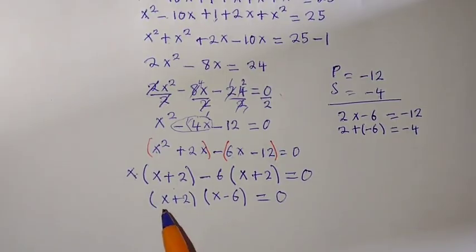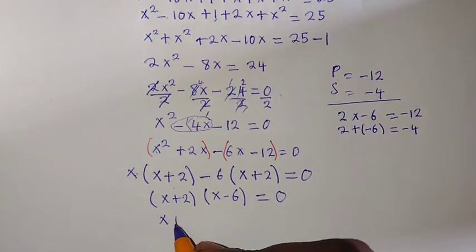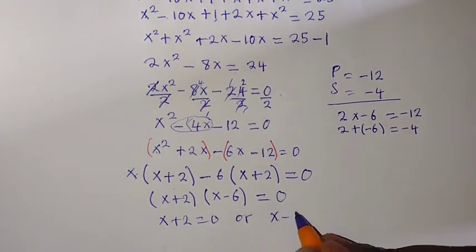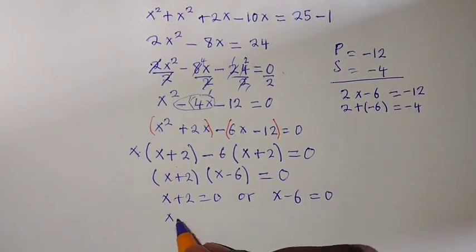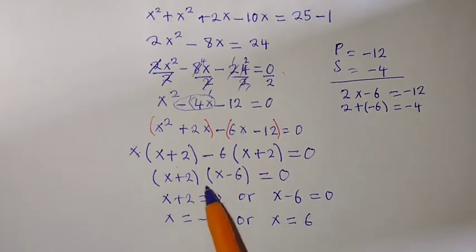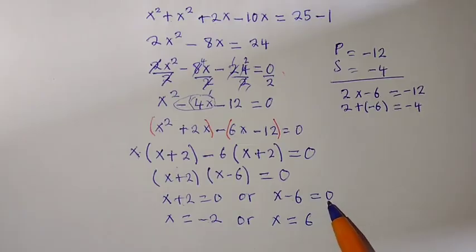We can now solve the value of x. For the first bracket, we can say x plus 2 is equal to 0, or x minus 6 is equal to 0. From here, we are going to have x is equal to negative 2, or x is equal to 6. Now this is a positive 2. When it goes to the right hand side, it becomes negative. So it will be 0 minus 2, which will be negative 2. This is negative 6. When it goes to the right hand side, it becomes positive. So it will be 0 plus 6, which will be a 6. Now these are the values of x.